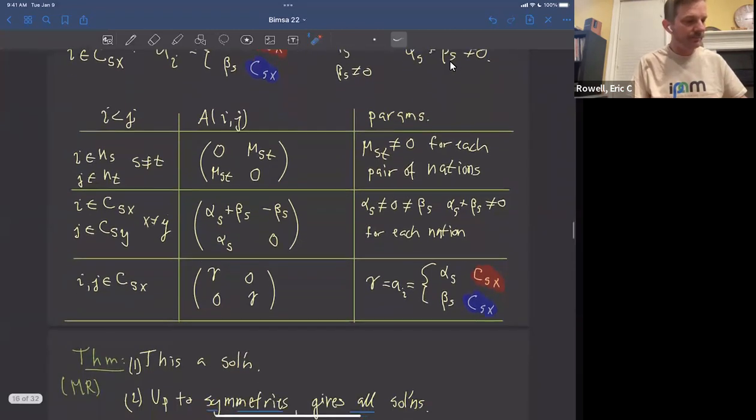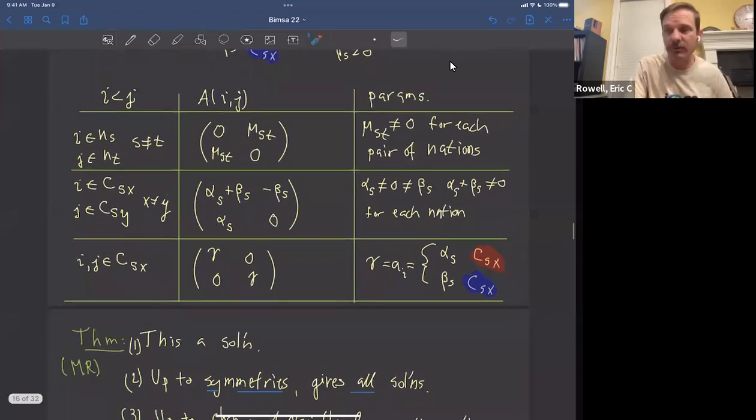And so the theorem is that, first of all, this gives a solution. One can verify this. It takes some work, and there are some pretty deep lemmas, but it can be done. Moreover, up to the symmetries I've described, meaning I'm allowed to conjugate by tensor squares of permutation matrices, so I'm allowed to make a local change of basis, a local permutation of basis. I'm also allowed to conjugate by diagonal matrices. Up to those symmetries, this gives you all solutions.